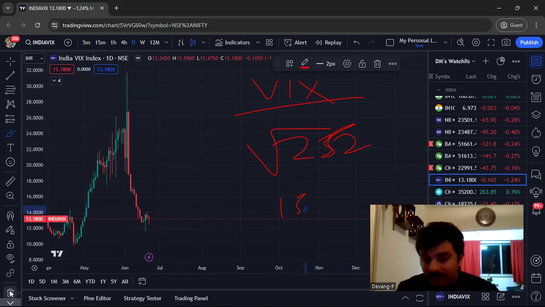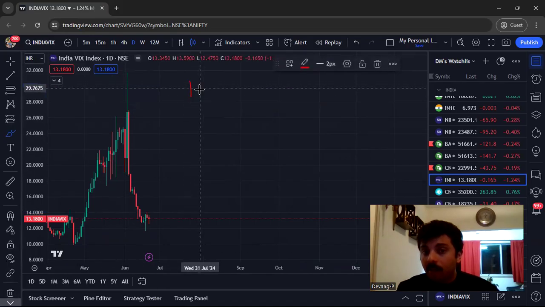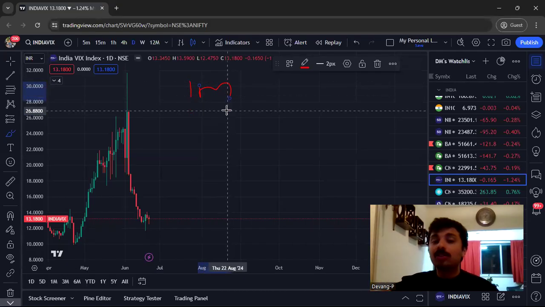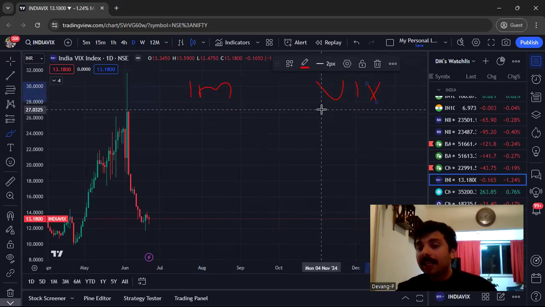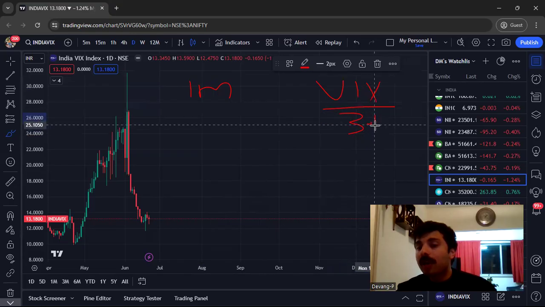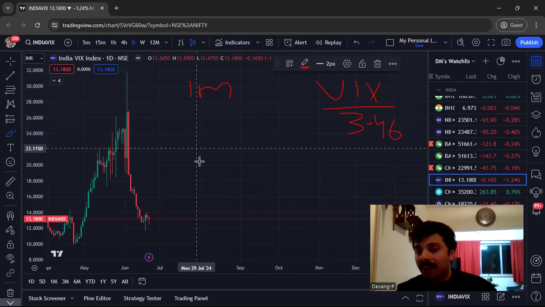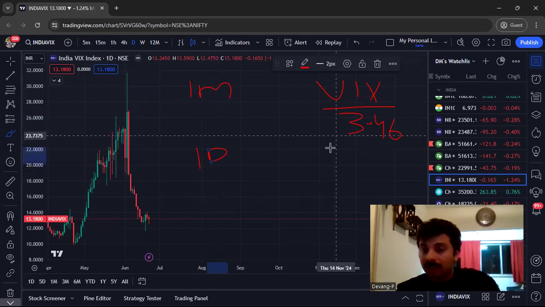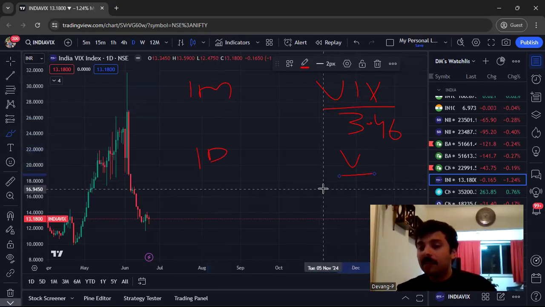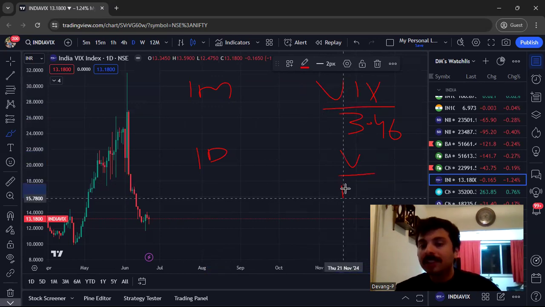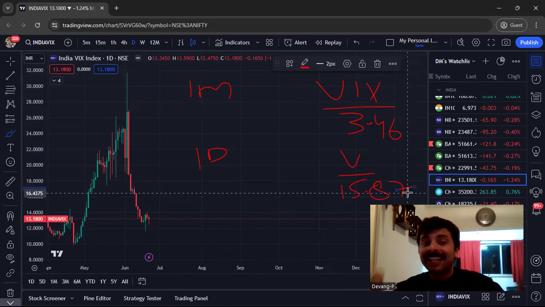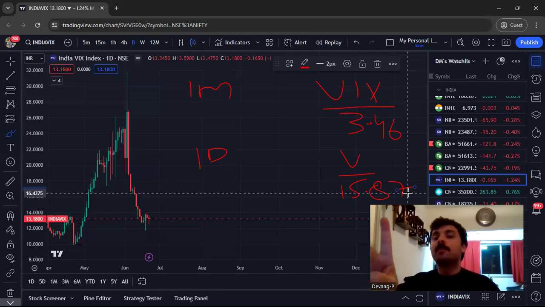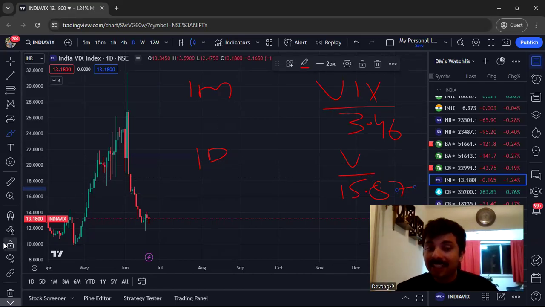I will just repeat this so that you are clear. If you want a 1 month projection, upside or downside, how much movement can take place, the formula is volatility index divided by 3.46, which is the square root of 12. But if you want a 1 day expected movement, upside or downside, then it is volatility index divided by square root of 252, which is 15.87, or you can say 16. So if, for example, the volatility index is 16, that means 1% move daily will take place. But if it is less than that, then less than 1% movement will take place.